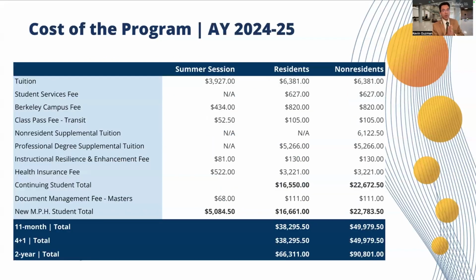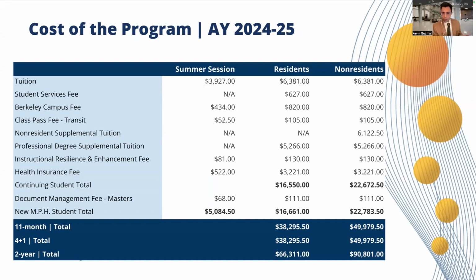Now, I can imagine what you all might be thinking right now. This all sounds great and I'm interested in applying, but how much does it cost? Well, we completely understand these concerns, and that is why we want to be transparent about the overall cost of our programs. Now, as you can see from this table, the total cost for the 11-month MCH MPH is just over $38,000 for California residents and a little under $50,000 for non-residents. This includes international students and out-of-state students.